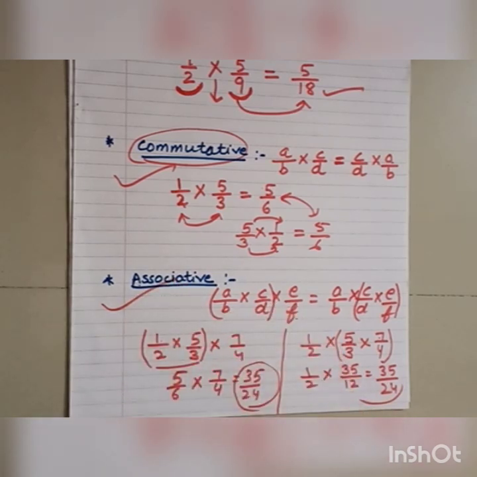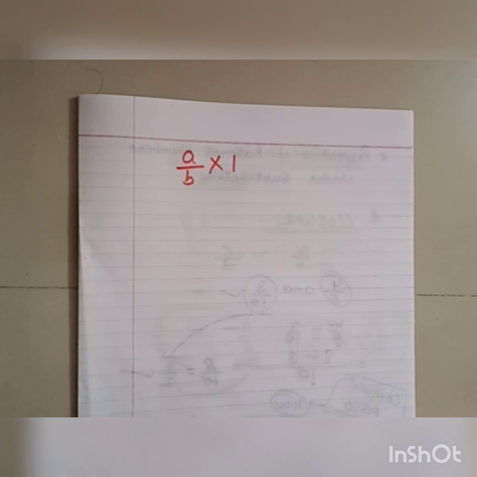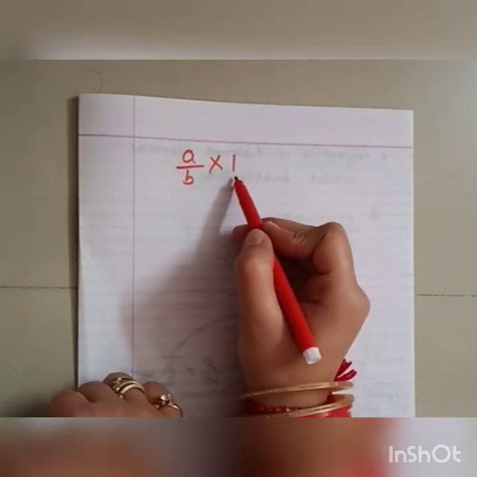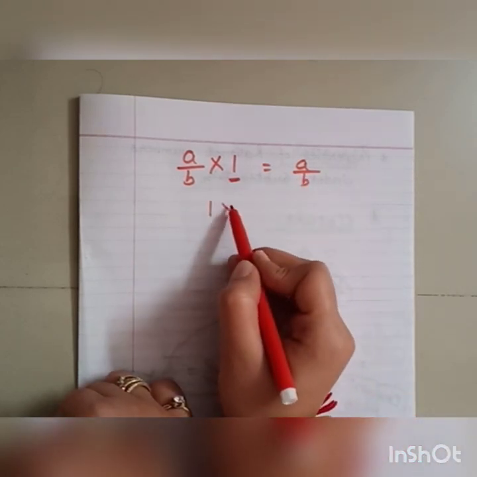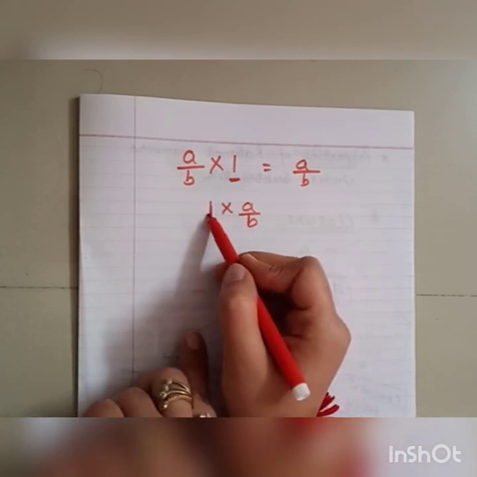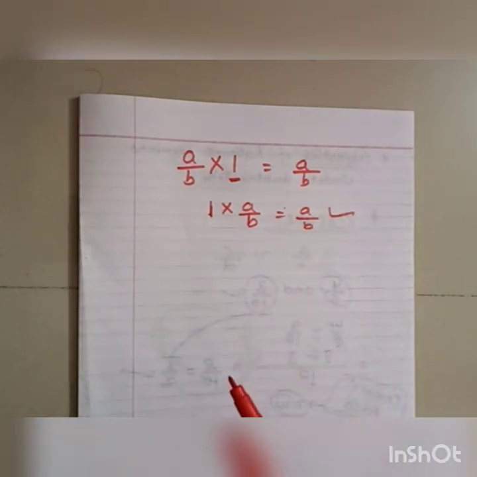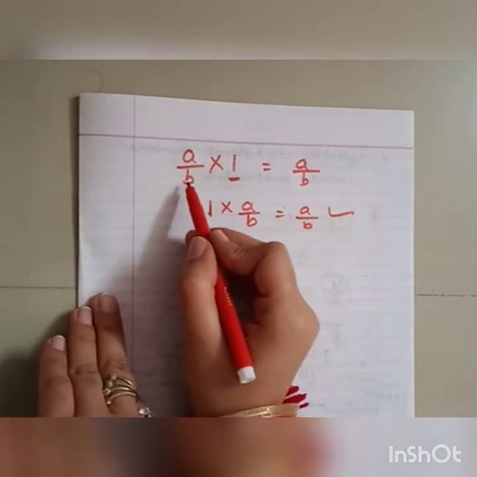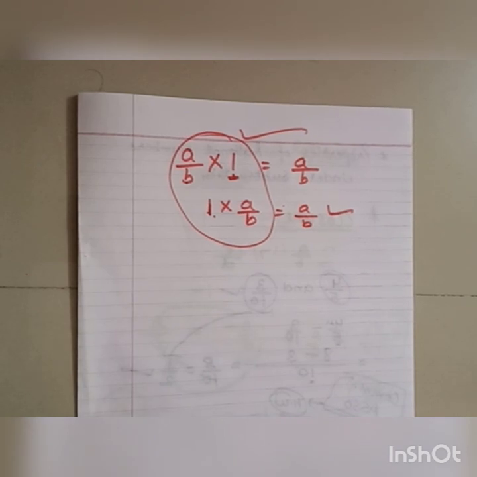Now the property of identity means 1. When a rational number is multiplied by 1, we get the same number. See, when we multiply any rational number with 1, we get the same number. If you multiply 1 the other way, changing the place, 1 into a by b, then also we get a by b. So if a by b is a rational number, then a by b into 1 and 1 into a by b are equal, means the property of identity is also satisfied.